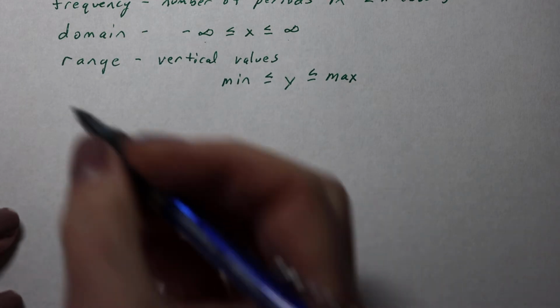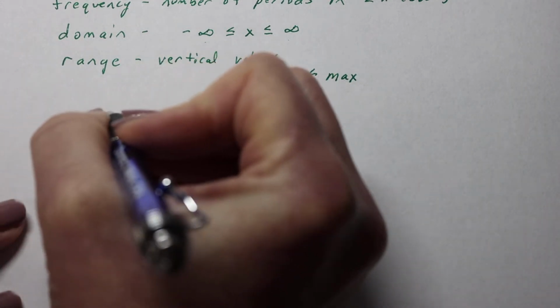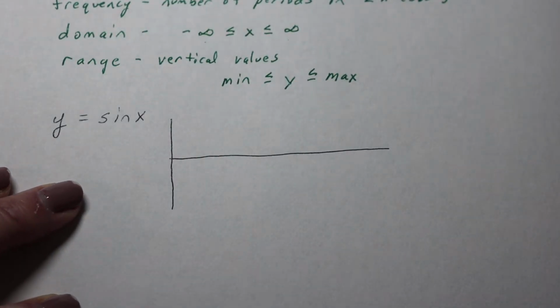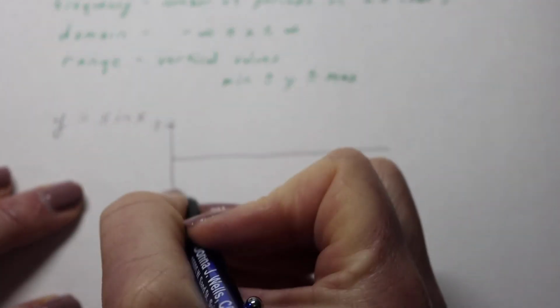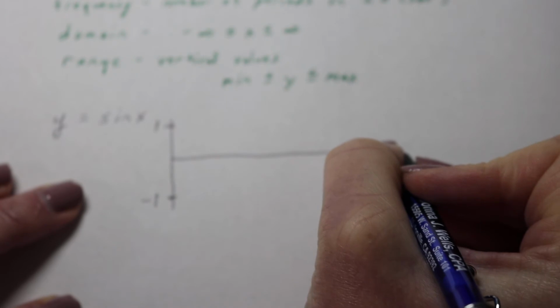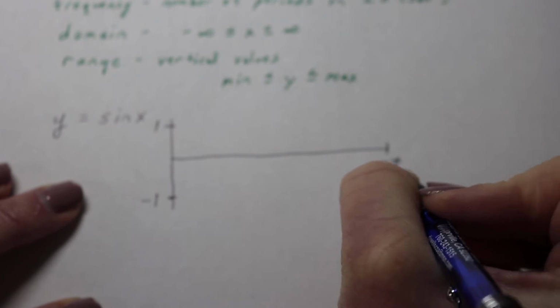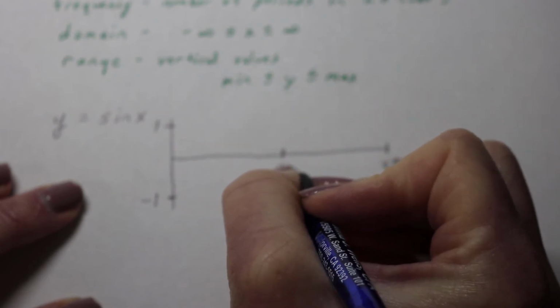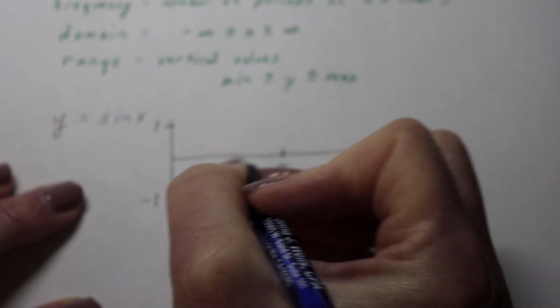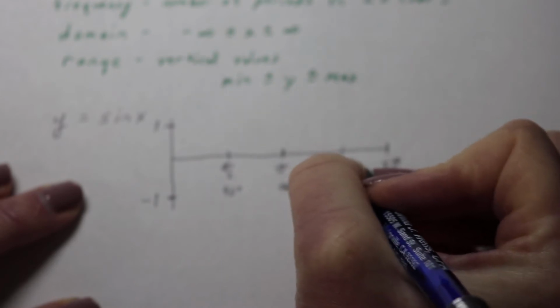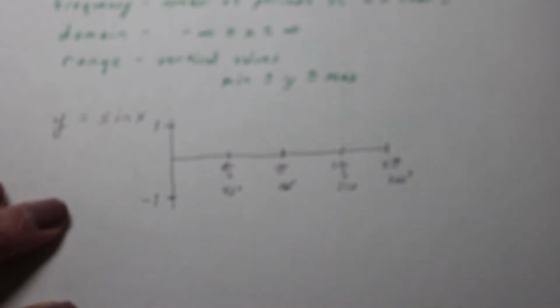Now, just looking at the basic graphs, if y is equal to the sine of x, and we go ahead and throw a graph in here like this, I'm going to put this in terms of radians and degrees for right now. So remember, 2 pi is 360, pi is 180, pi over 2 is 90, and 3 pi over 2 is 270.